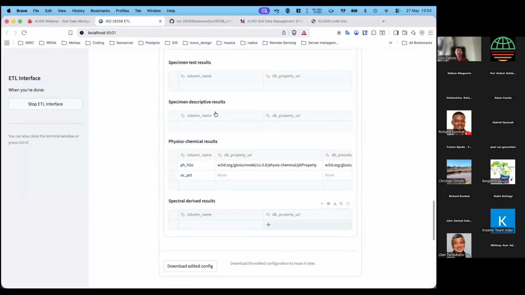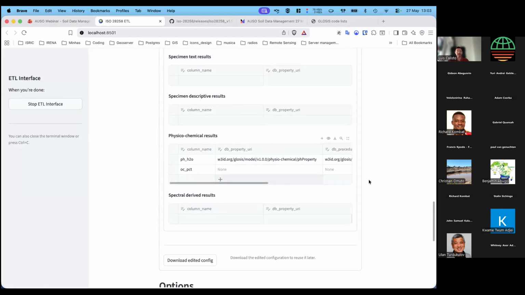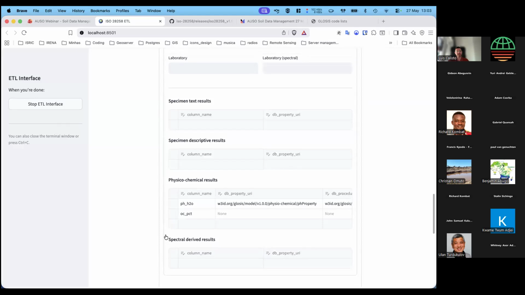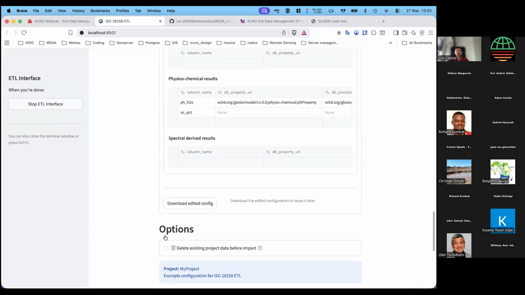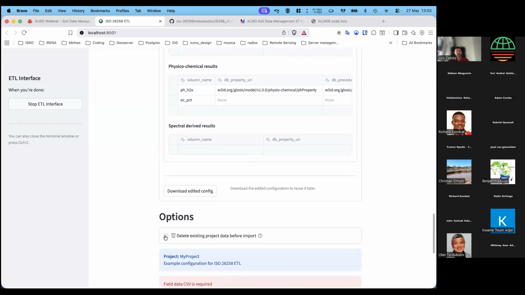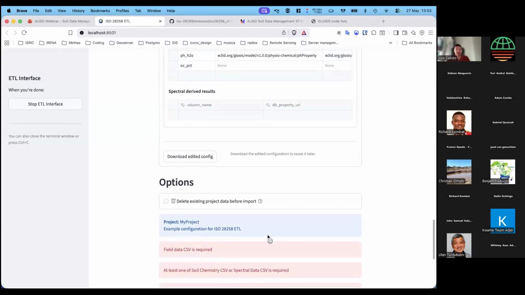If I had spectral derived results, the same thing. So basically, these are just the configuration. It's just a configuration. Once you are okay with it, we can say to append the data to the existing database. So I can continue adding data, or I can delete the whole project data and add it again. So I have both options.